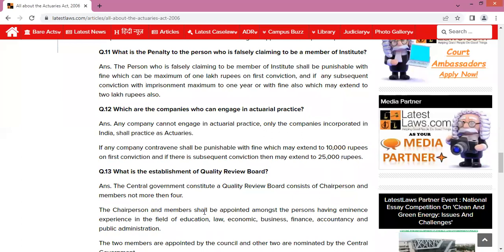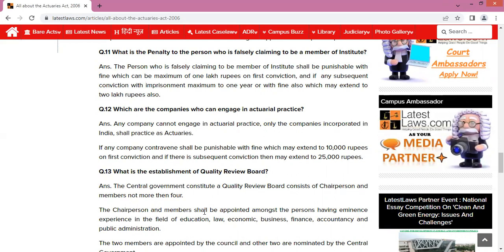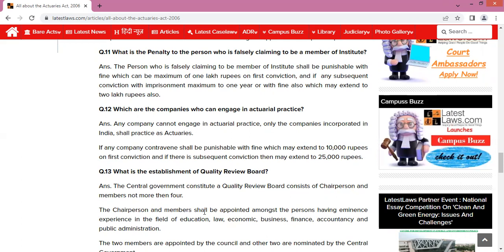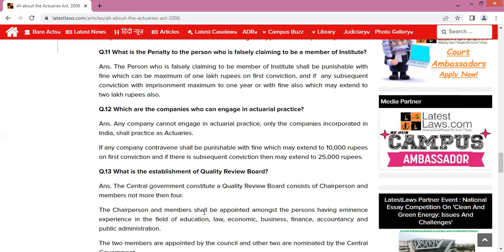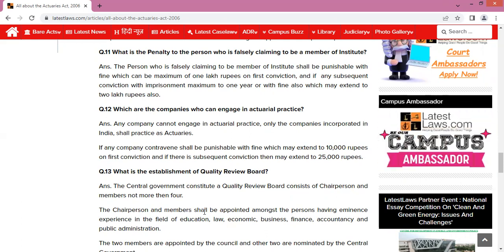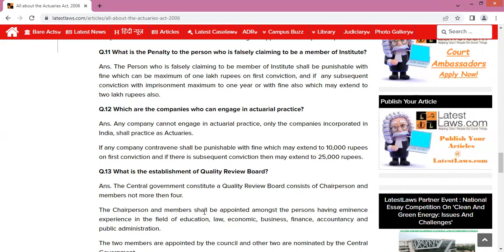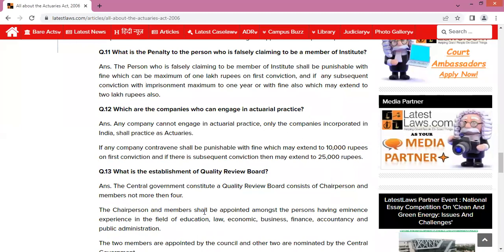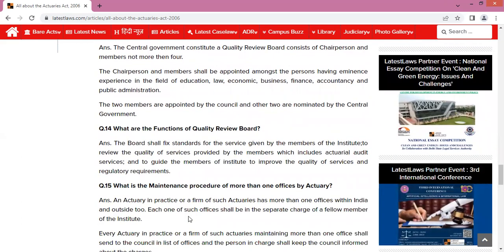So what is the establishment of the quality review board? The central government constitutes a quality review board, consisting of a chairperson and members, not more than four. Four members is required as usual. The chairperson and members shall be appointed from among persons having eminence and experience in the field of education, law, economics, business, finance, accountancy, and public administration. Right? So qualification is required for that particular field. You have to join a certified course. Two members are appointed by the council and the other two are nominated by the central government.